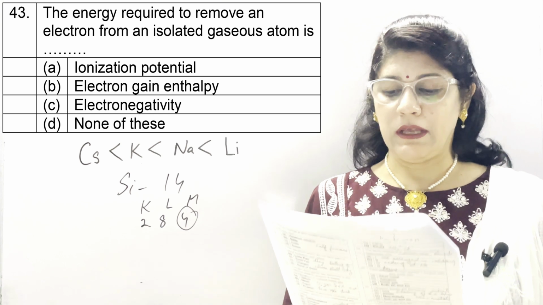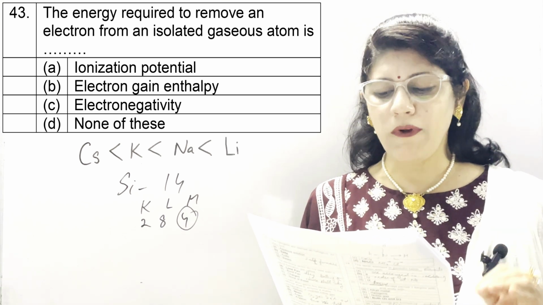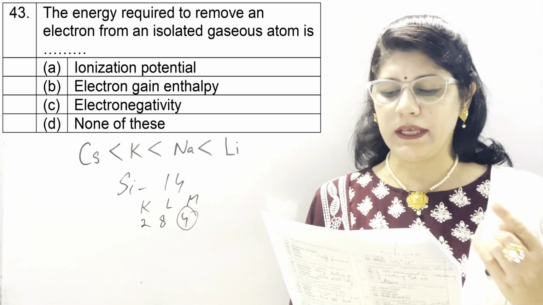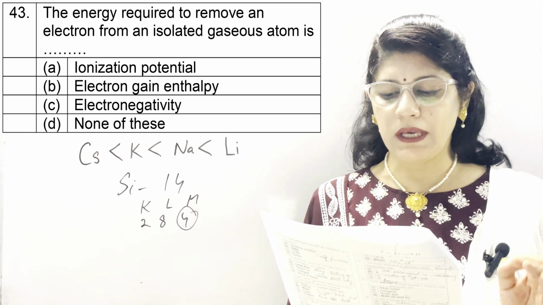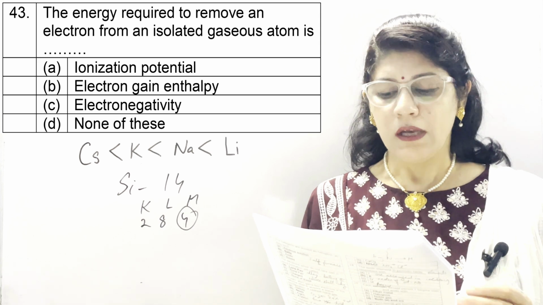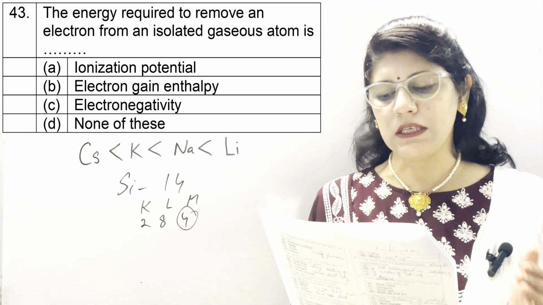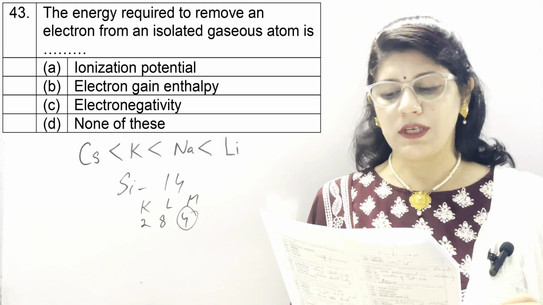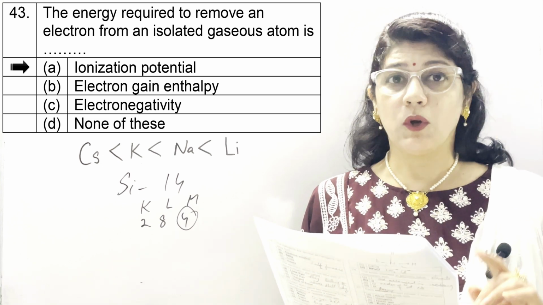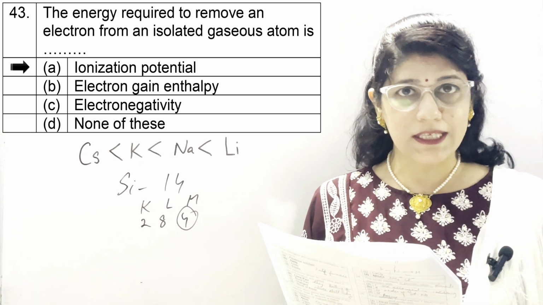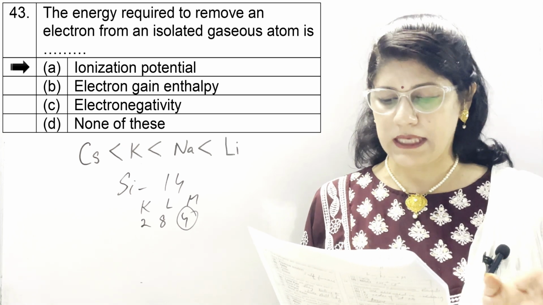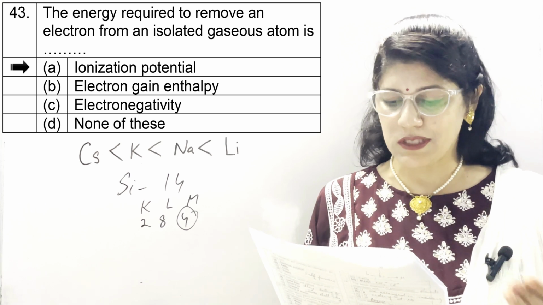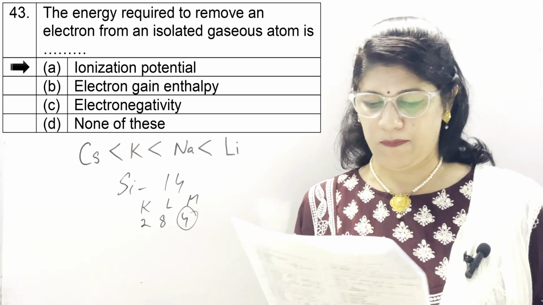Question number 43. The energy required to remove an electron from an isolated gaseous atom is. A option is ionization potential, B is electron gain enthalpy, C is electronegativity and D is none of these. So correct option is ionization potential, because we know that ionization potential is the energy required to remove an electron from an isolated gaseous atom and convert it into a positively charged gaseous cation.